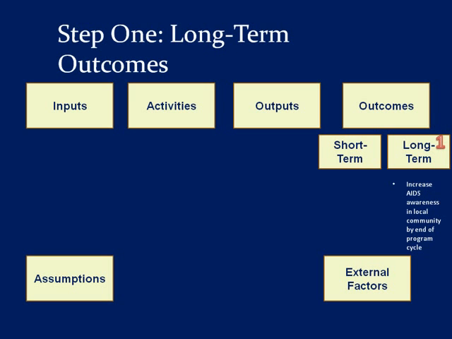And you want to make sure that you specifically state the time that you expect these outcomes to take place in. So for example, for this long-term outcome, we're just trying to increase this by the end of our program cycle, so by the end of this next year.